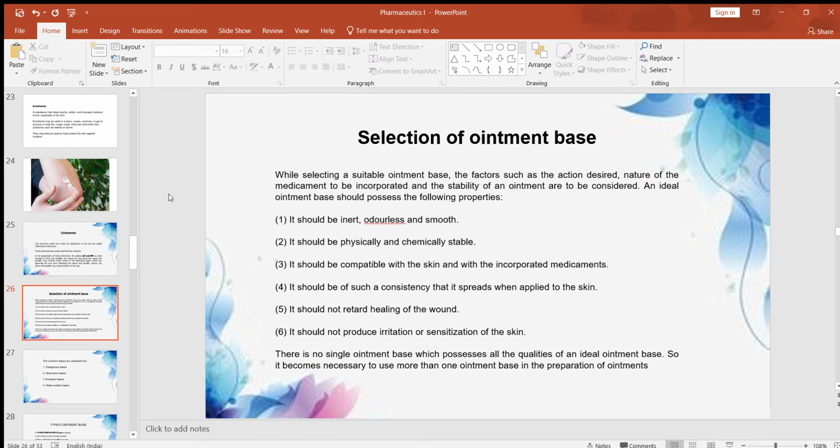Okay, so how should your ointment base be? There are certain properties which your ointment base should possess. Which are the desirable or ideal properties of ointment base? Now, may I ask you again, what is ointment base? Any example or any component of ointment base? What are ointment bases? Why are they used? Any example of ointment base?